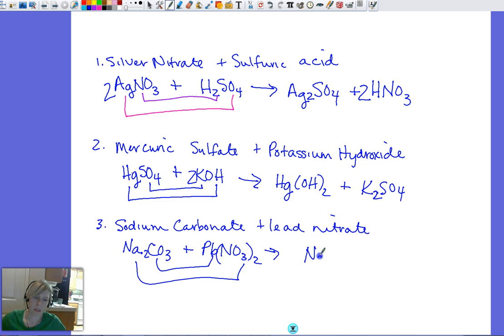we get sodium nitrate plus lead carbonate. And since the lead is +2 and the carbonate is -2, we just have PbCO3. So now check the balance. I have 2 sodium here, I need 2 here. That gives me 2 nitrate, 1 lead, 1 carbonate. So I'm good.